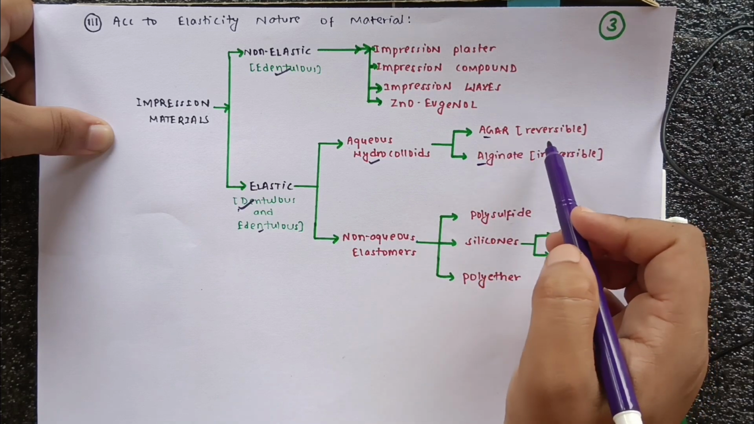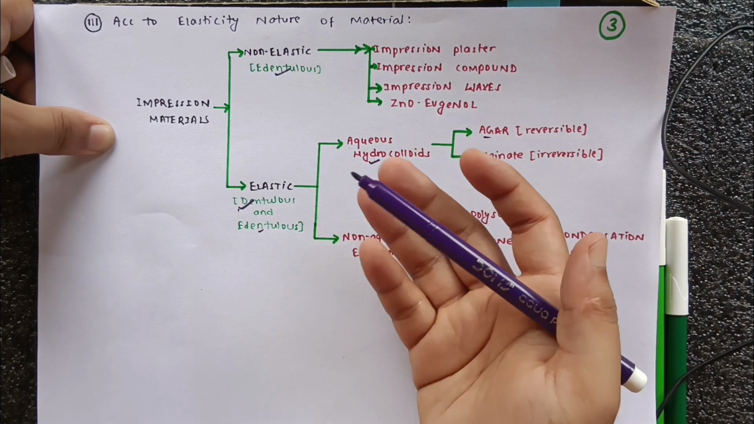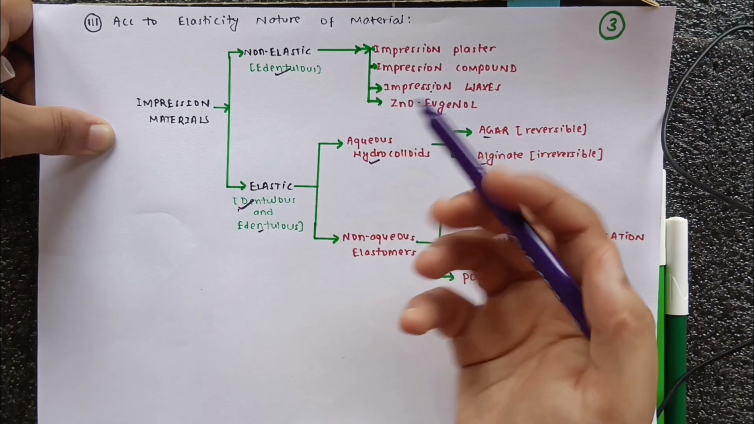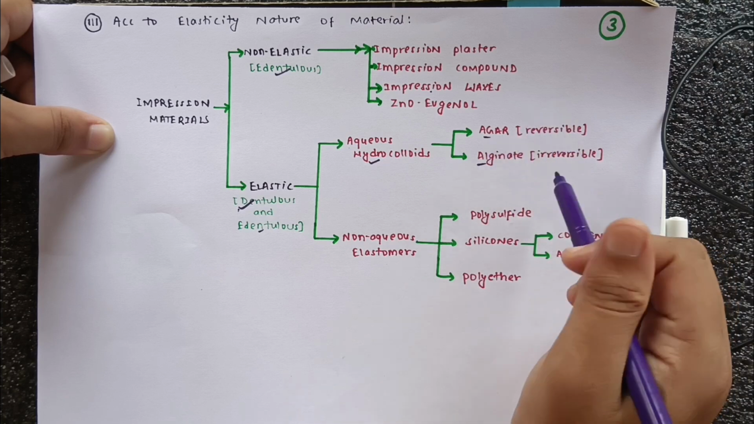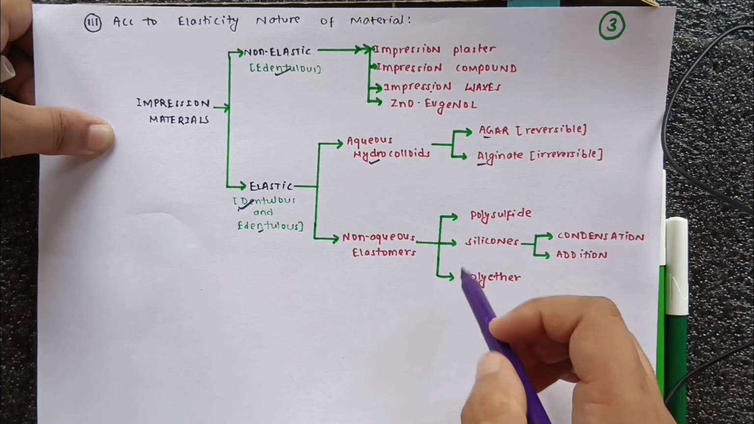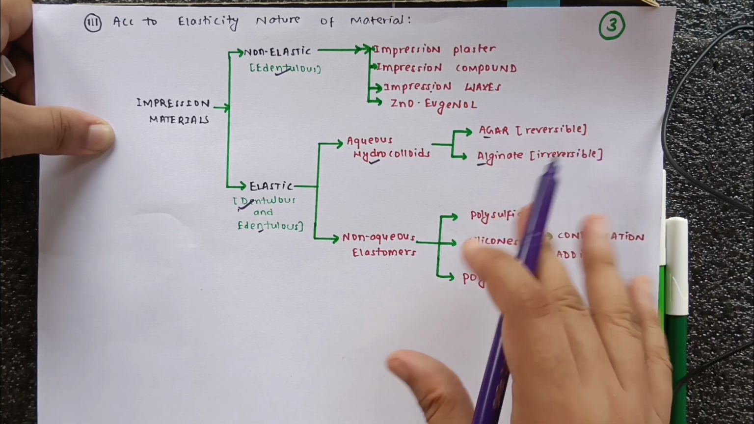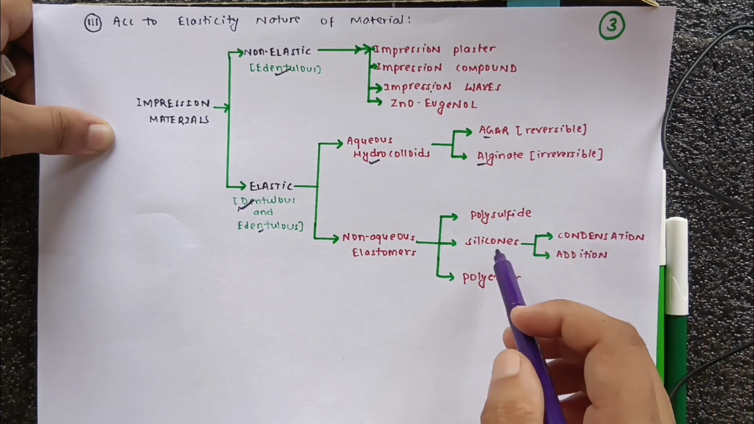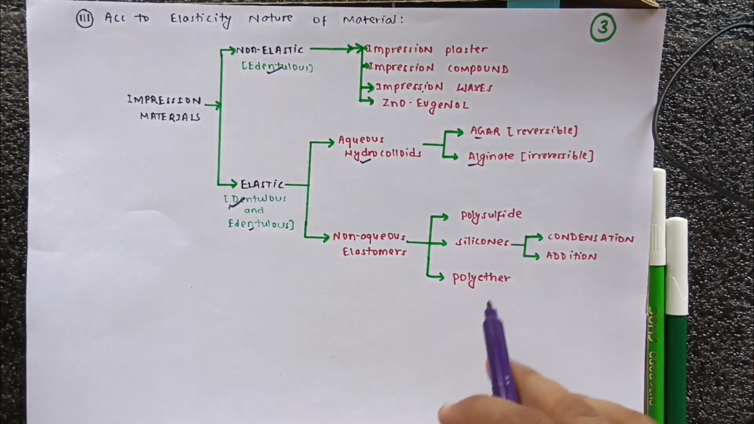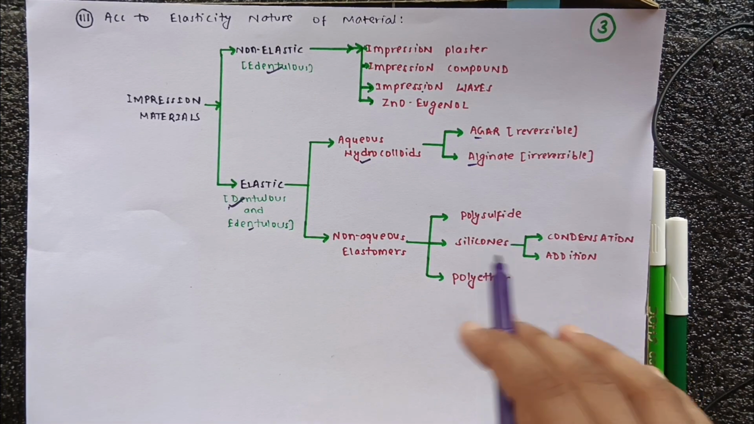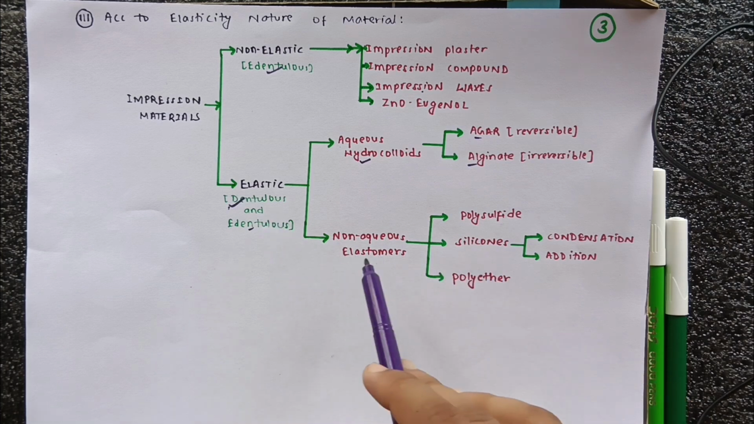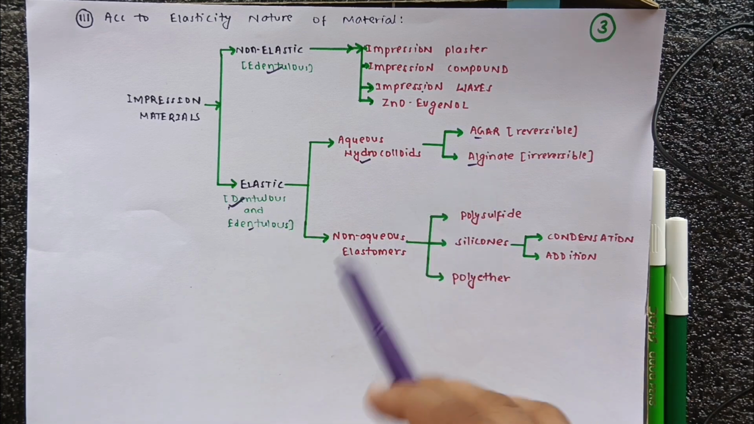And agar is reversible, meaning you can reverse it. It comes under the physical change. After changing the temperature the substance sets, so that is reversible, that is agar, and irreversible is alginate. Similarly, the non-aqueous elastomers we have are polysulfide, silicones, and polyether, and they are all elastomeric impression materials. They are also elastic, and in silicones we have condensation silicones and addition silicones. I will be discussing those impression materials in my upcoming videos, but for now just remember they are the elastomeric impression materials that come under the non-aqueous elastomers, and they are of elastic nature.